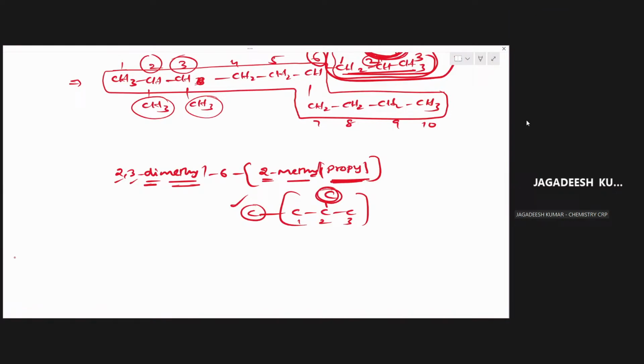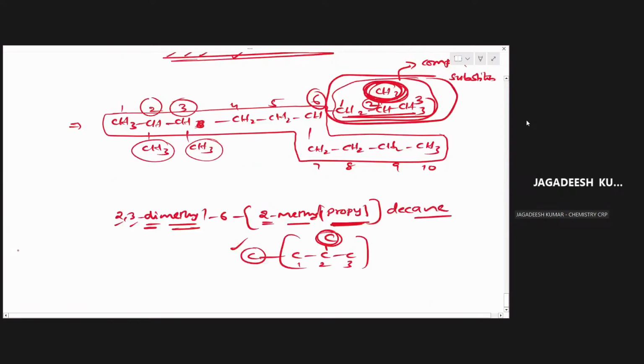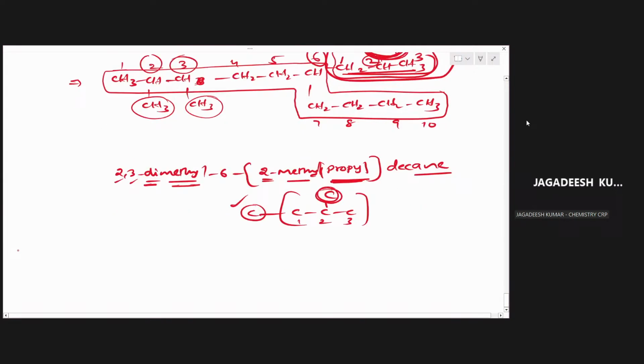Completed. Now finally, how many carbons in the longest chain here? 10 carbons. So 10 carbons means dec is the root word. Dec is the root word for 10 carbons. All are single bonds. I think you got clarity here, how to write the name for a complex substituent.